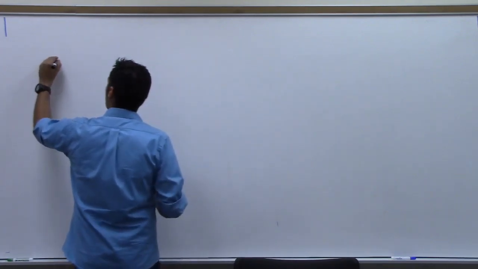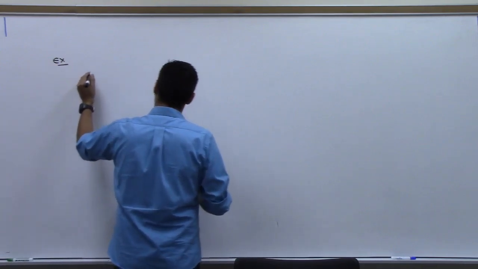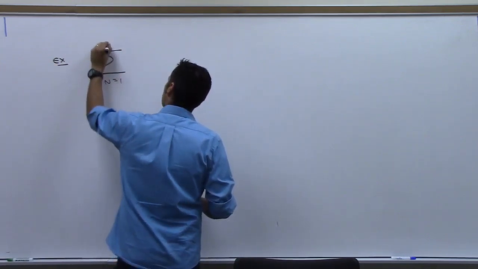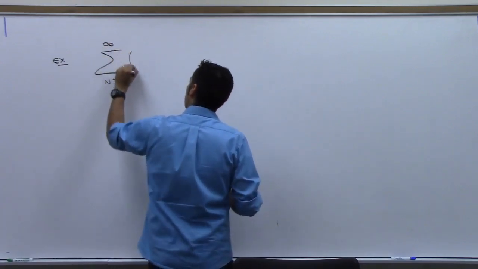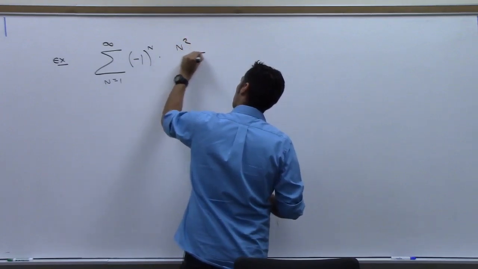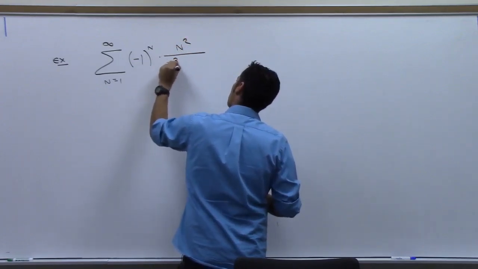How about this as an example? The sum from n equals 1 to infinity of (-1)^n times n squared over n cubed plus 1.